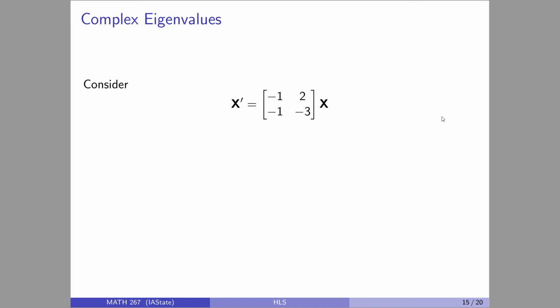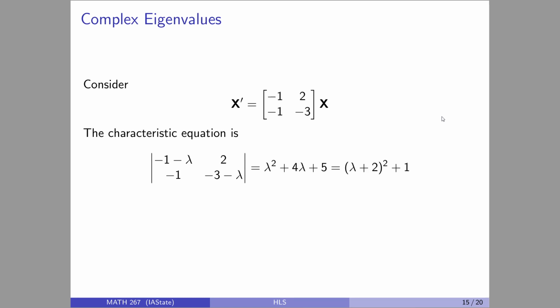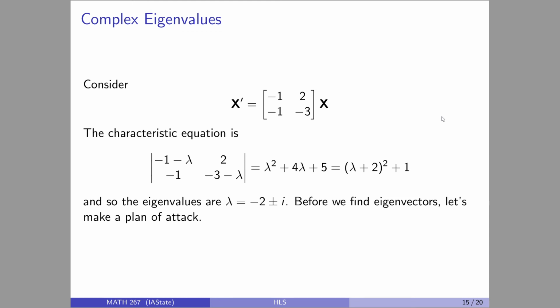All right, well, that leaves us with one final case, and that's the case of complex eigenvalues. So, hey, here's a pretty innocuous-looking equation. This doesn't look that bad. Characteristic equation is this. There are the eigenvalues, -1, plus and minus i. So, before we begin finding eigenvectors, let's make a plan of attack.